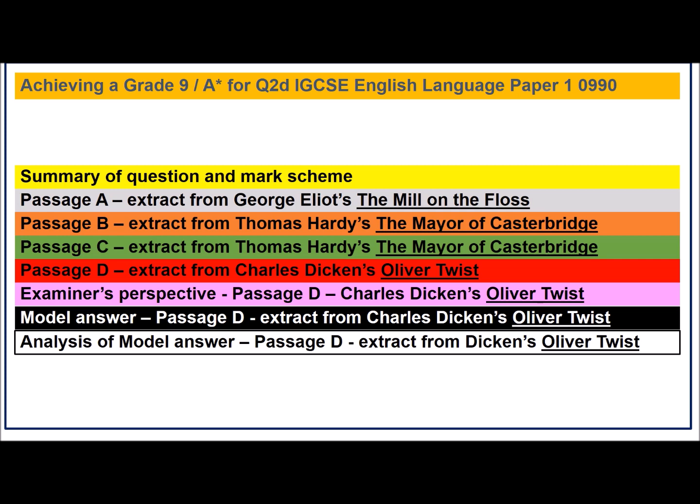precision and imaginative insight. Finally, in red, this is your chance to do something approaching a full 2D, although some help is given with suggested specific phrases to analyse, shown in red on screen. In the pink section, I explain the examiner's perspective and how they will be marking your response, before in black, showing you my own model answer. This is analysed within the final section of the video with the white header.